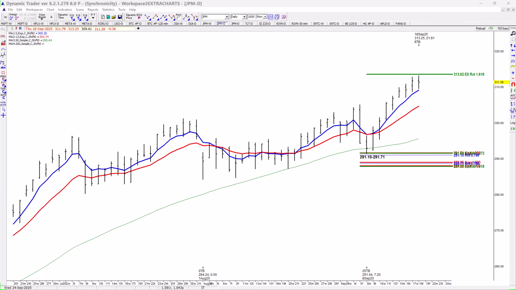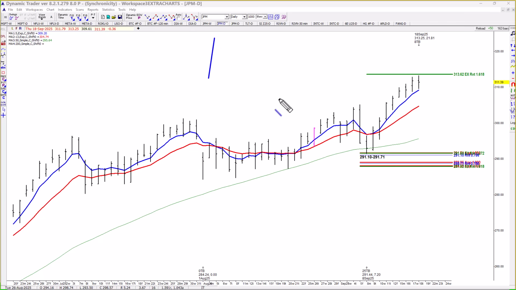Okay, so in today's video, I'm going to recreate one of the setups that we had in my extra chart section, and this is JP Morgan, a daily chart. It's where we found support at 291.10 to 291.71. There was also other support, but we never met that area.